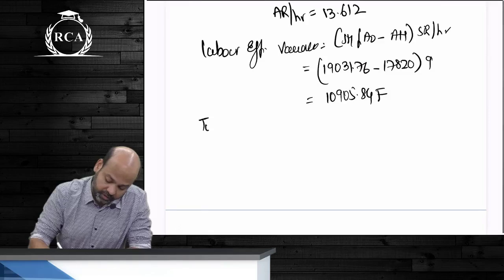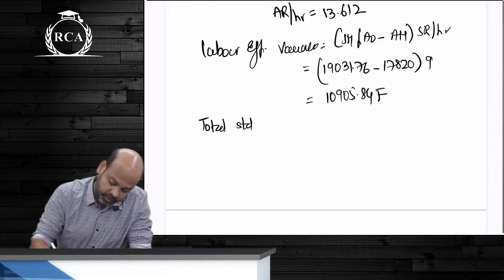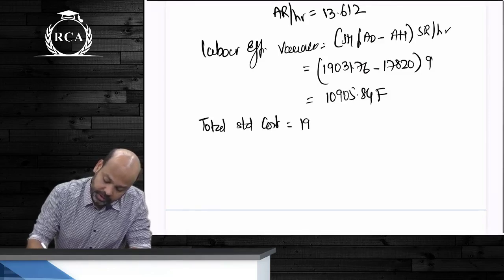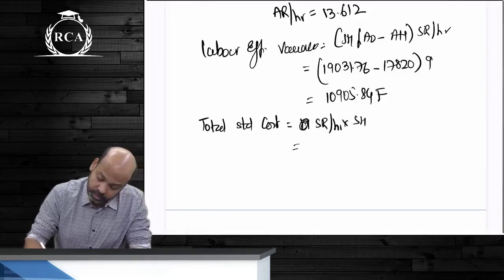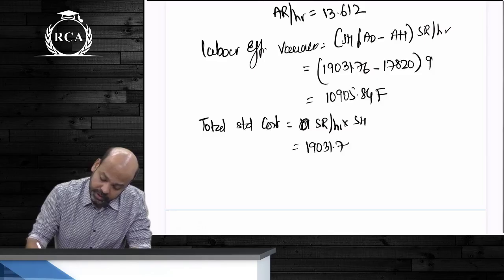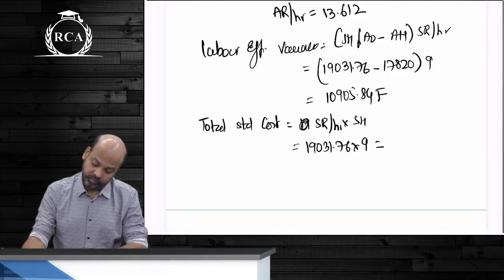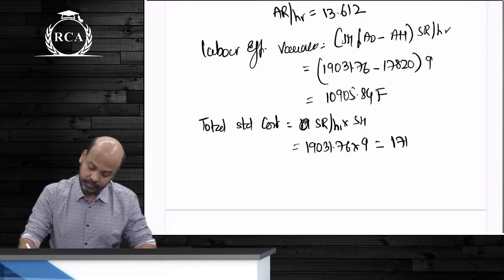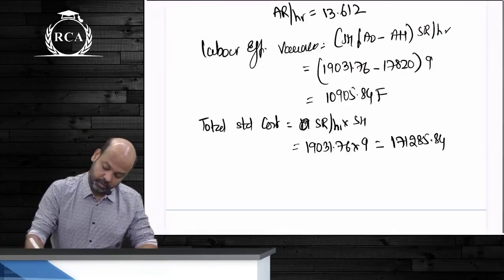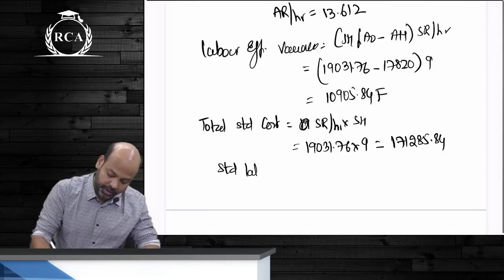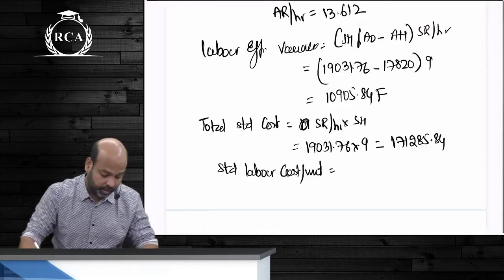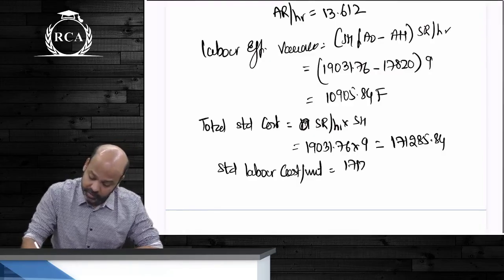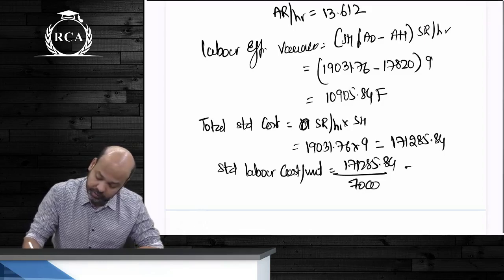What is your total standard cost? What is your total actual cost? Total standard cost will be SRSH, guys. 19,031.76 into 9 rupees. How much is it? So what will be your standard labor cost per unit? Divide this by actual output. Or you can also multiply per unit time, beta, and still get the answer. 1,71,285.84 divided by 7,000 units.